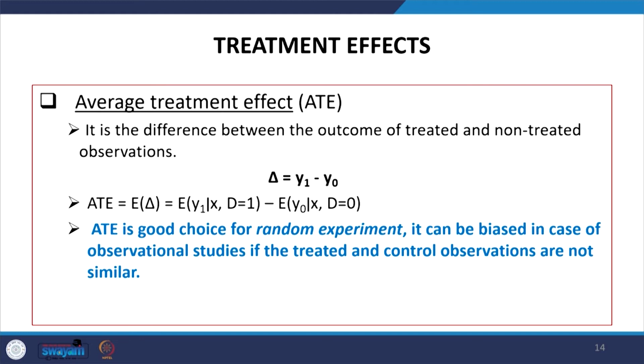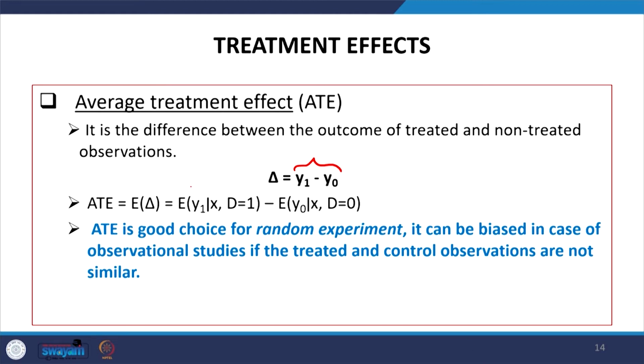Coming to the average treatment effect, in short called ATE, it is the difference between the outcome of treated and non-treated observations, that is basically the change between y1 and y0. This is what we already said. So, y1 is the treatment group and y0 is the control group or non-treatment group. So, ATE is all about the estimated value of that change.